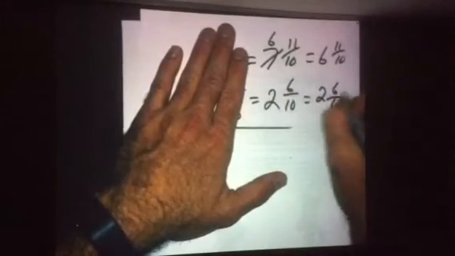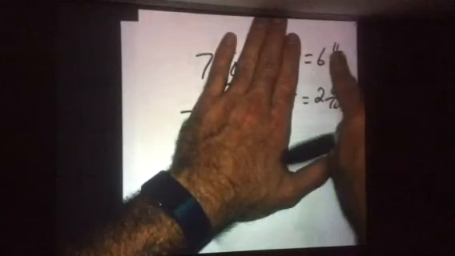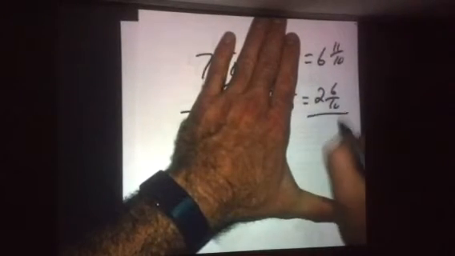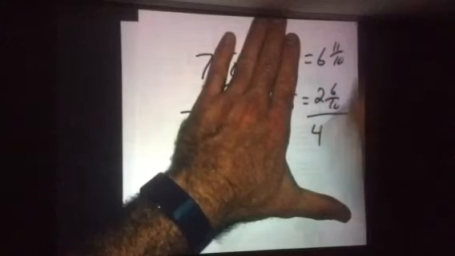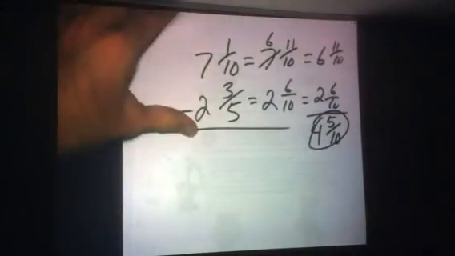So, again, traded it in, moved the 10 over here. I now have 6 and 11/10 minus 2 and 6/10. 6 minus 2 is 4, and 11 minus 6 is 5. So I know that my answer is 4 and 5/10.